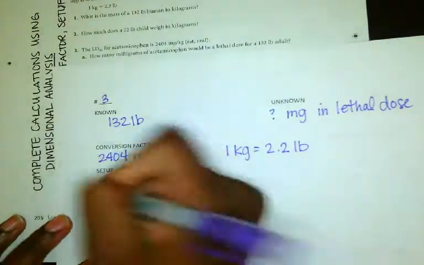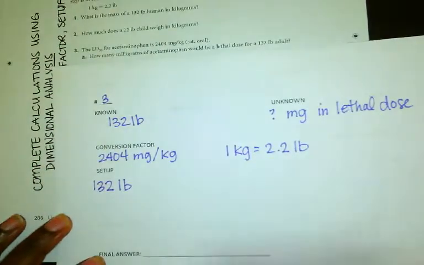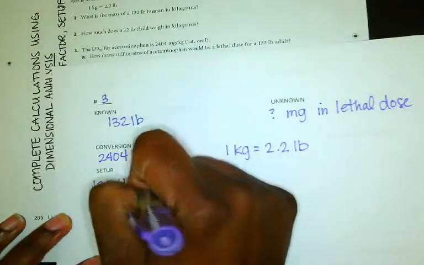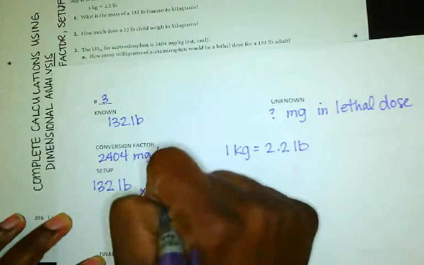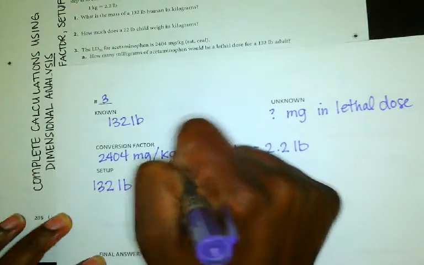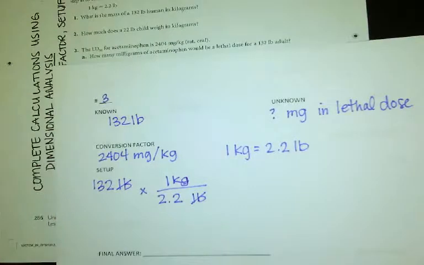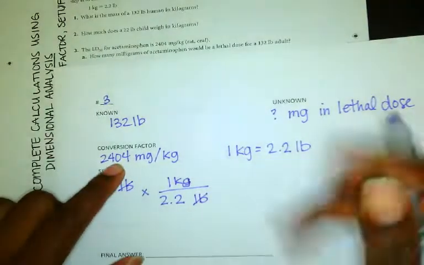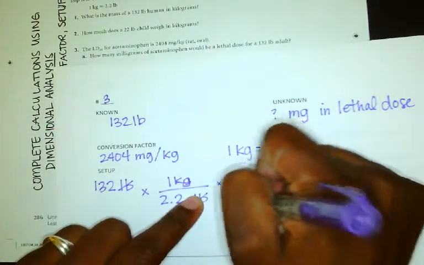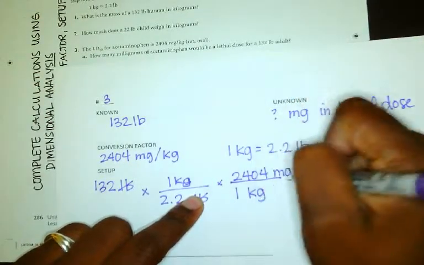Our setup, we're going to start with our known. We always start with the known. We need to convert this to kilograms first. So we're going to multiply. We need the 2.2 pounds on the bottom and the 1 kilogram on the top. Pounds is going to cancel. Now we need to figure out how many milligrams is in that lethal dose. So kilograms is on the top. We need to put the 1 kilogram on the bottom and the 2,404 milligrams on the top.